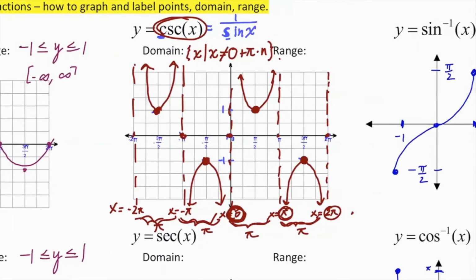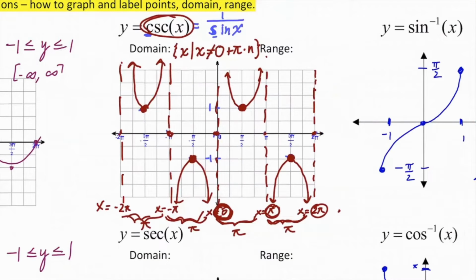Now for the range of cosecant, it's not all real numbers because guess what? The graph skips between -1 and 1. There's nothing between -1 and +1. So there's one way you could write it. You could say the range is less than or equal to -1 or greater than or equal to +1. So all the numbers below -1, or all the numbers above +1. That's your range. Or you can also write it in interval notation: -infinity to -1 and +1 to +infinity.